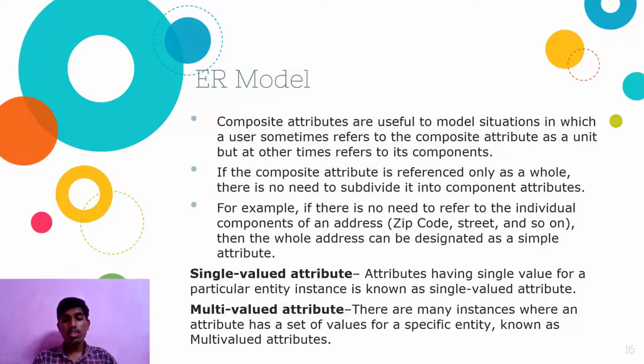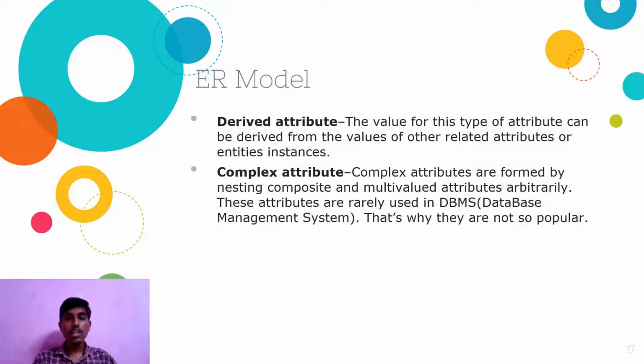Single valued attribute: attributes having a single value for a particular entity instance are known as single valued. Multi-valued attribute: there are many instances where an attribute has a set of values for a specific entity, known as multi-valued attributes. Derived attributes: the value of this type of attributes can be derived from the values of other related attributes or entity instances. Complex attribute: complex attributes are formed by nesting composite and multi-valued attributes arbitrarily. These attributes are rarely used in DBMS. That's why they are not so popular.